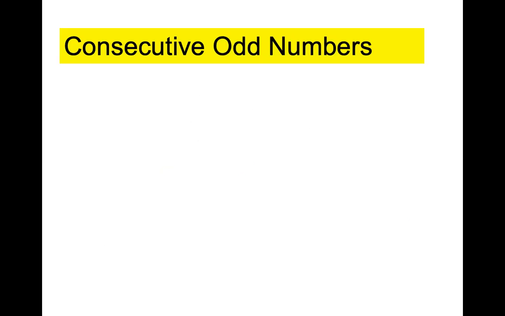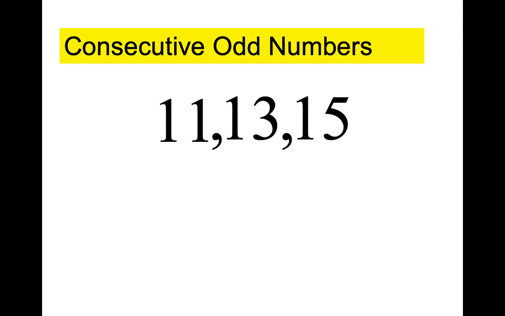Okay. How about three consecutive odd numbers? Give me three consecutive odd numbers. 5, 7, 9, 11, 13, 15. How do you go from 11 to 13? Plus 2. How do you go from 11 to 15? Plus 4. It's the same as even.